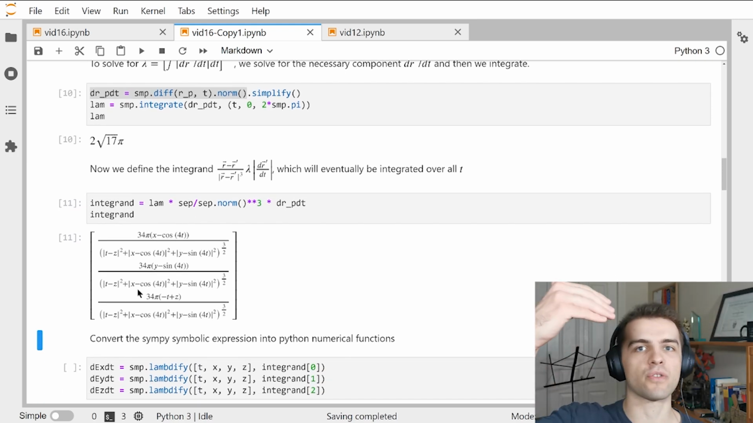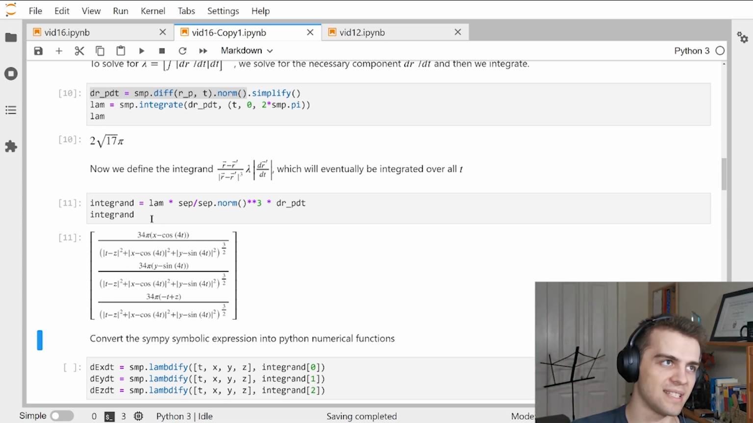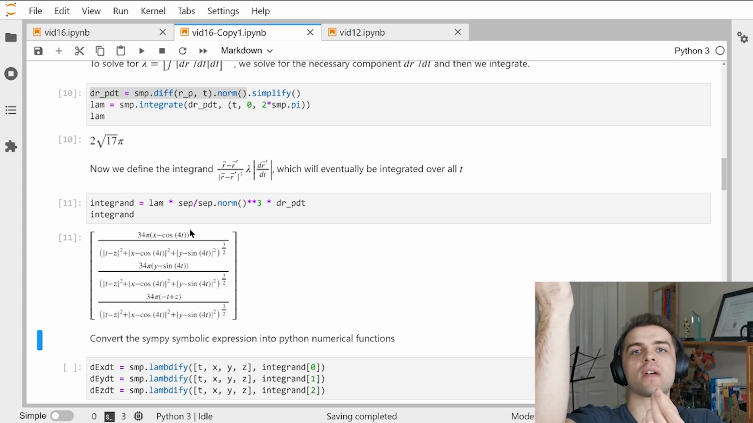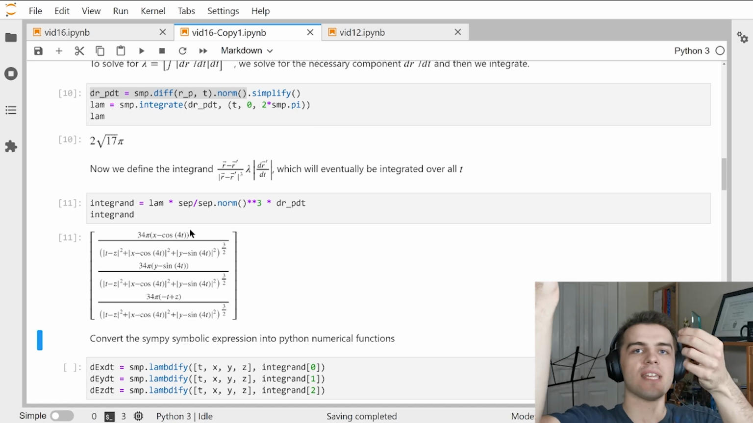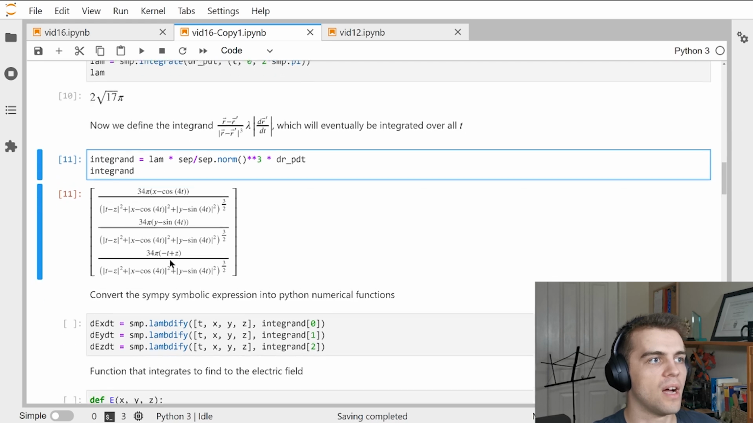And of course, to find the electric field, I need to do like 3 separate integrals to get Ex. This is the dEx, right? dEy, the differential of Ey, and dEz. These are the 3 things I need to integrate. You'll note that it's a function of t. I plug in a value of x, y, z. It integrates over all t, and then I get a value for my electric field. So I need to do this with this integrand.